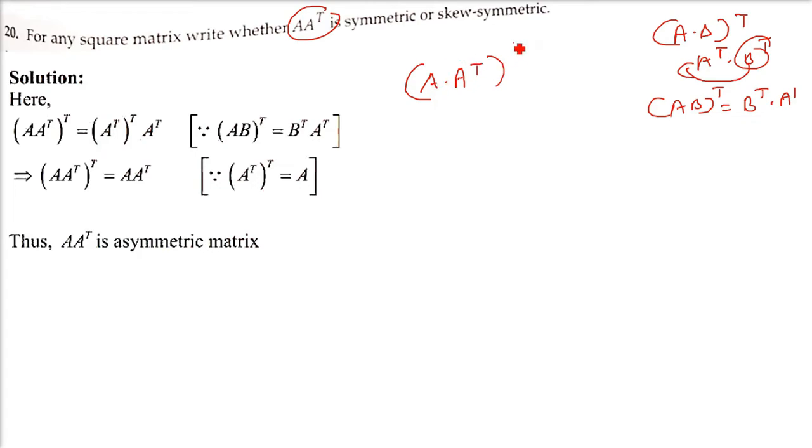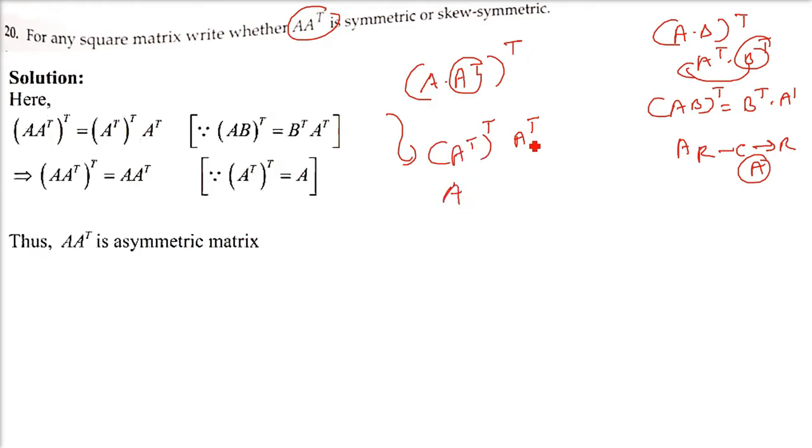Transpose is nothing but changing rows into columns. So we'll take the transpose of the second one and then A transpose. What is the transpose of A transpose? When we change rows to columns and columns to rows again, it will be the same. So the transpose of A transpose will be the original matrix, which is A only. And this is A transpose. So when we took the transpose, the same matrix came.